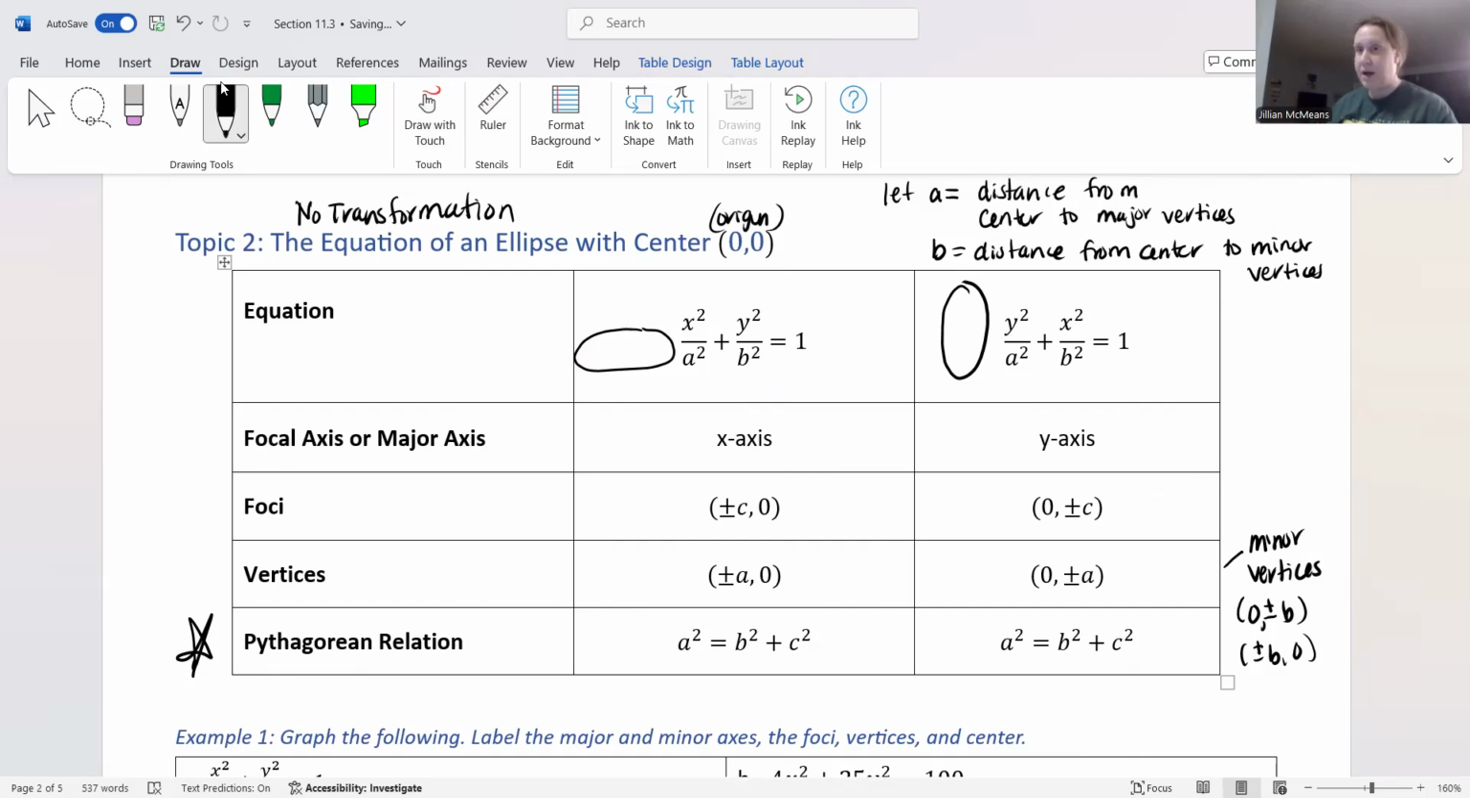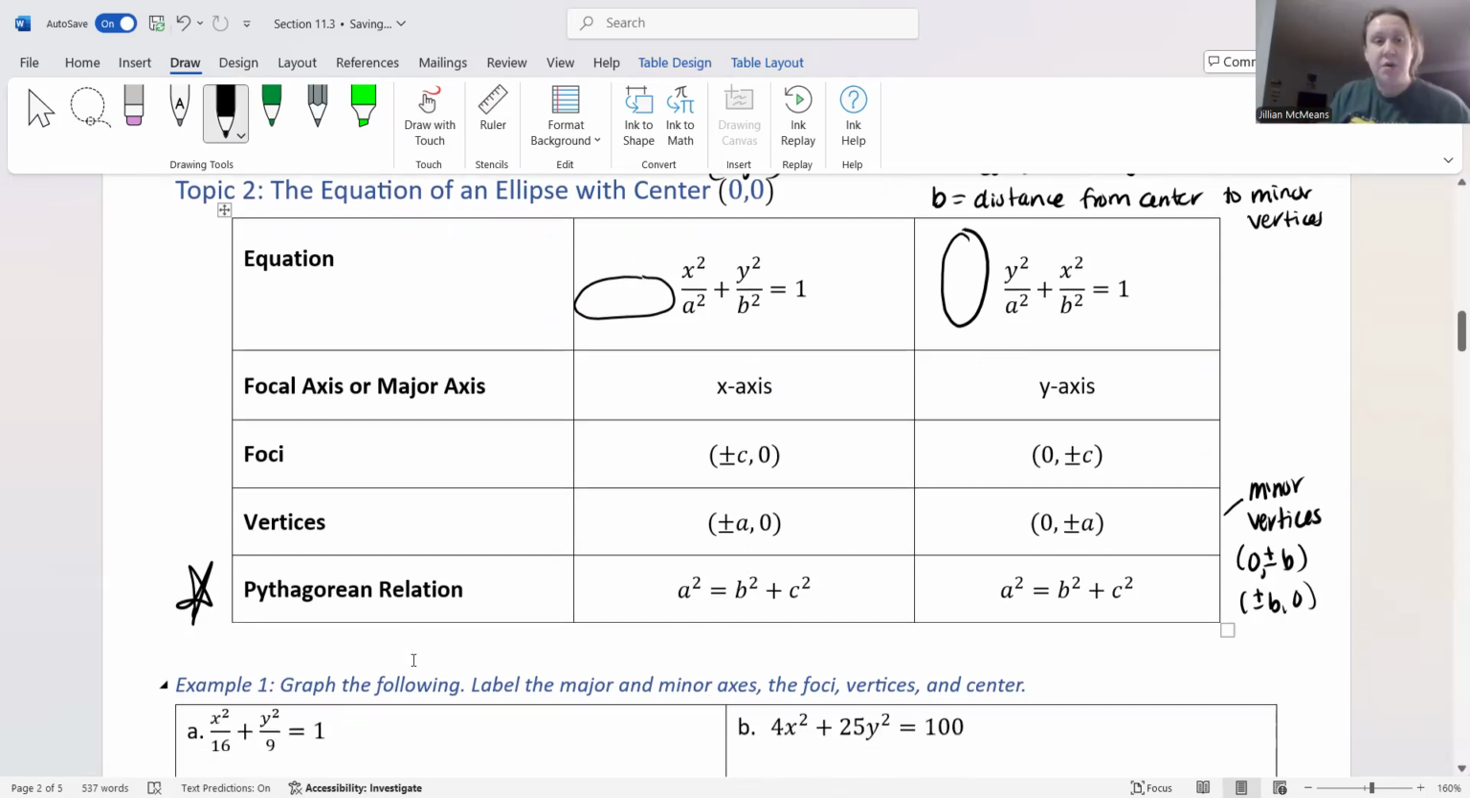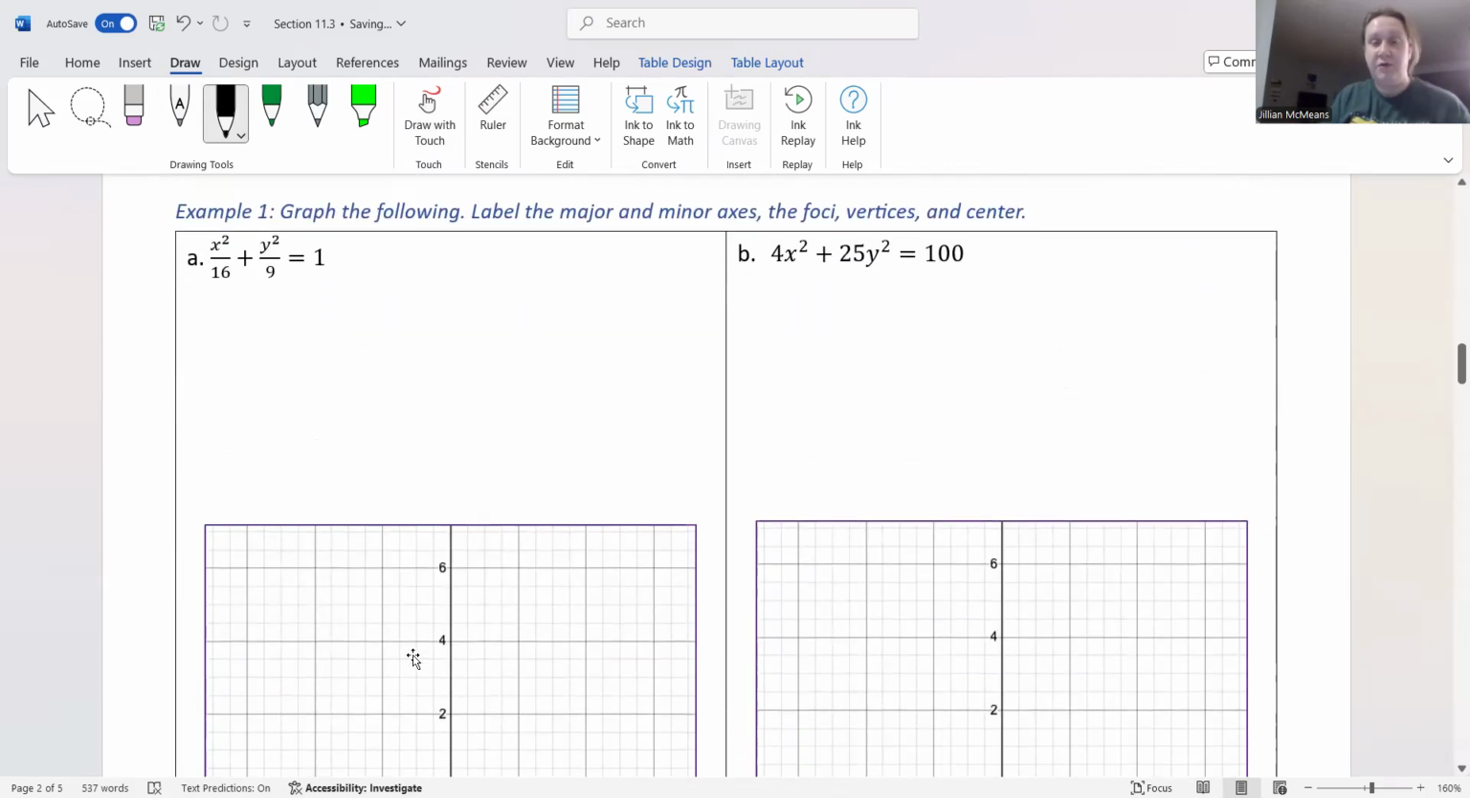I think these ordered pairs for the foci and the vertices make a bit more sense when you have an actual example. So let's dive in. Example one says graph the following, label the major and minor axes, the foci, the vertices, and the center. If all we had to do was graph this, piece of cake. So I'm going to pretend for now that we're just graphing this so you can get a general idea of how these numbers work, and then we're going to go back and do the grunt work.